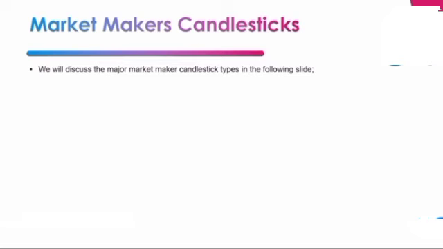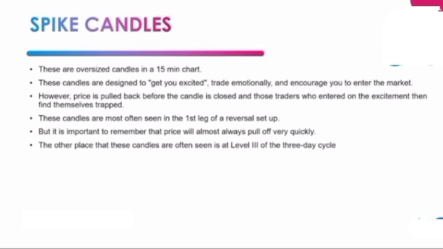So market maker candlesticks, what are they? I'm sure you've seen or learned a lot of them online. We'll discuss the major market maker candlesticks in the following slides. The first one is spike candles. These are oversized candles in an M15 time frame chart. These candles are designed to get you excited, trade emotionally, and encourage you to enter the market, right?